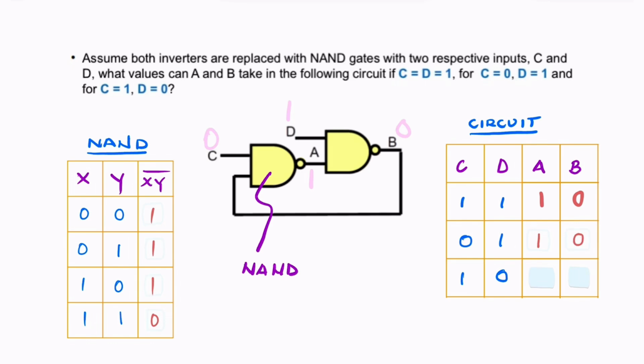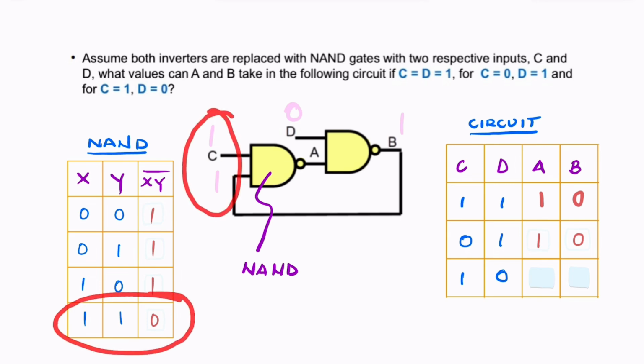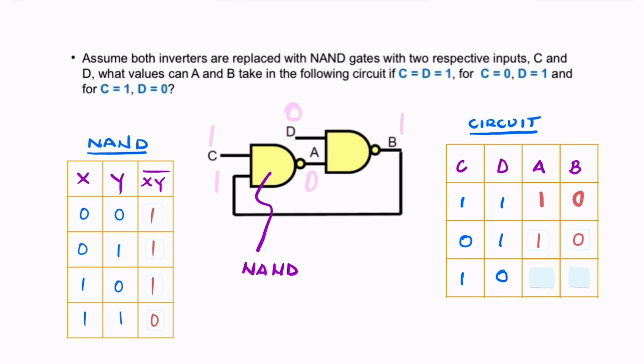Our third possibility is that C is 1 and D is 0. So if you have a 1 and a 0, let's look at this first. As long as there's a 0, we know the output has to be 1. So we have a 1 there. That 1 is going to feed into the input to this. So you have two 1s going into this, so the output has to be 0. So A is going to be 0. So it'll be a 0 for A and a 1 for B.